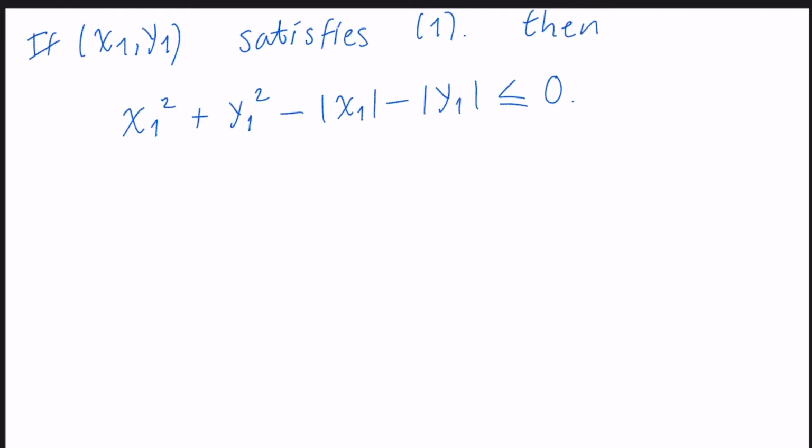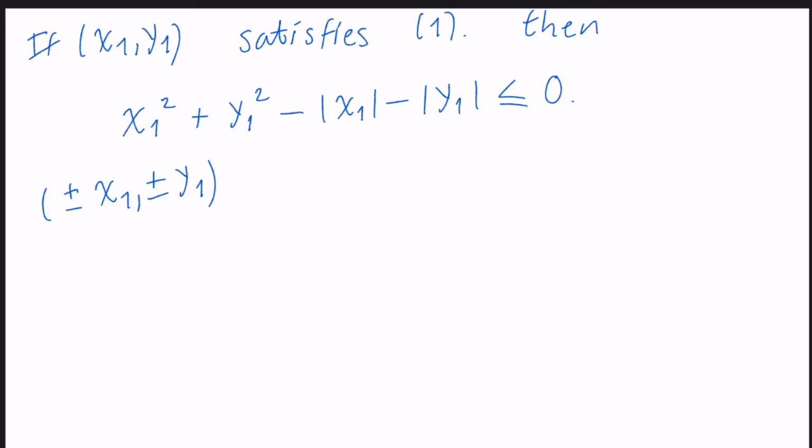So let's prove the following. What will happen if I consider any point of the form plus or minus x1, plus or minus y1? What does it mean? It can be (x1, y1), or (minus x1, y1), or (minus x1, minus y1), or (x1, minus y1). Yes, any combination of signs. We will show that this set of points satisfies 1 as well. How will we do it?